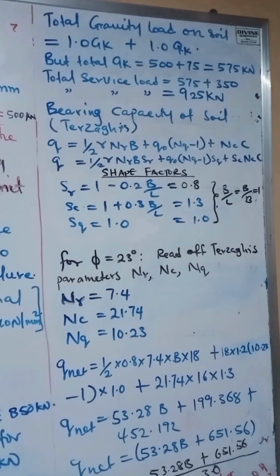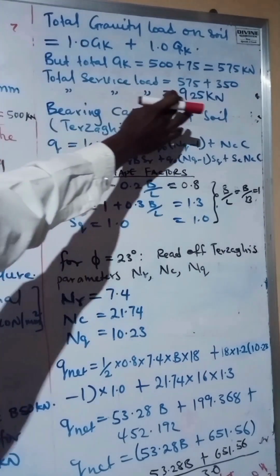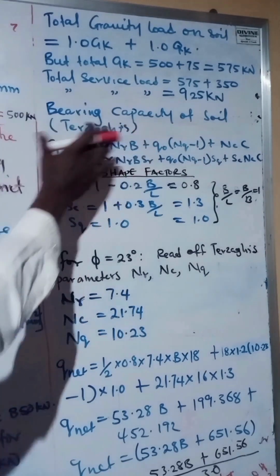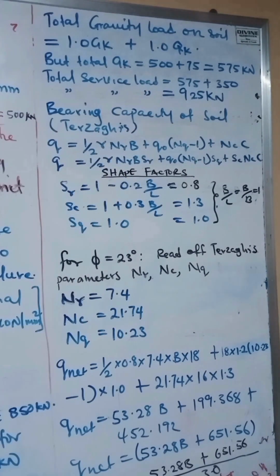And if I have that, my total service load becomes 925 kilonewton. All right. So this is the load that the soil is about to sustain, 925 kilonewton. Now, while we're using service load, whenever you are about to size a footing, for sizing of the footing, you must make use of your service load. Okay. Now, when it comes to the design of the footing proper, you must make use of your ultimate load.